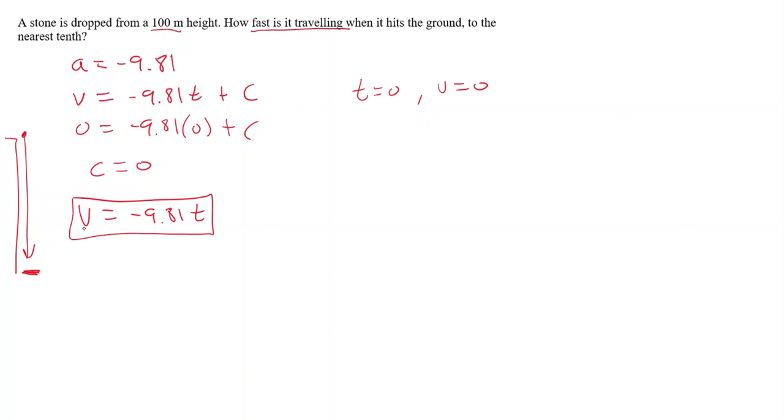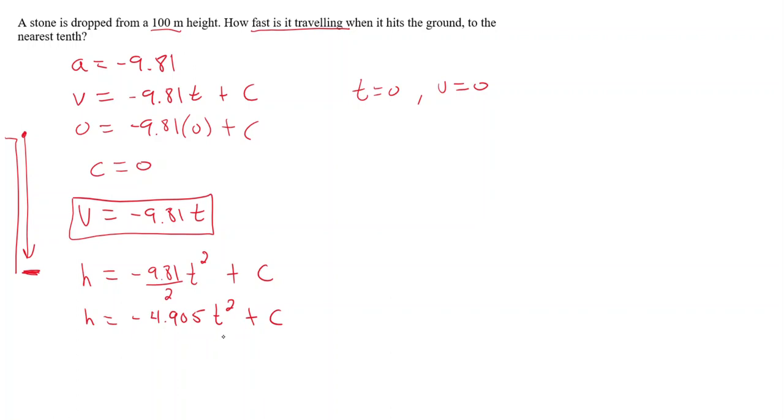The antiderivative of velocity would be height, and I'll do it in 2 steps. Negative 9.81 t to the power of 2, multiplied by 1 over 2, or just divided by 2, and then we just have left plus c. So I'll simplify that. Height is equal to negative 4.905 t squared plus c.